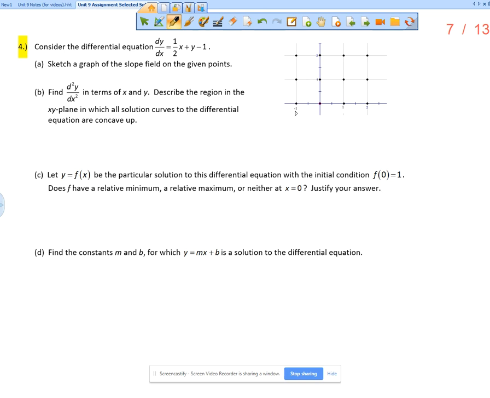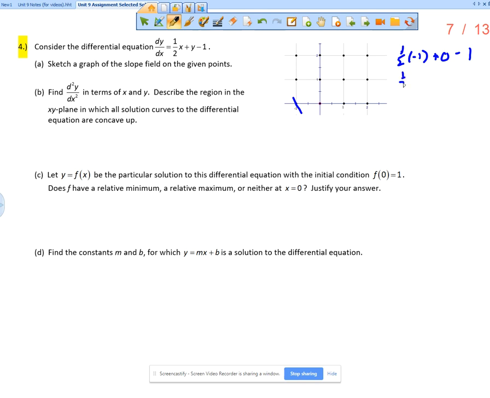Once again, we're going to take half of the x value plus the y value minus 1. This one is a little bit more work, so I'm going to write it out. The first one: half of negative 1 plus 0 minus 1. Half of negative 1 is negative 1/2, minus 1 is negative 3/2, so it's negative 1 and a half. Here, that's 0, 0.